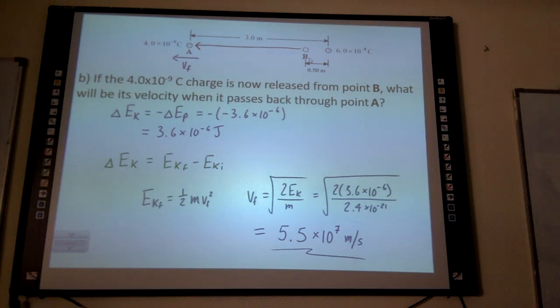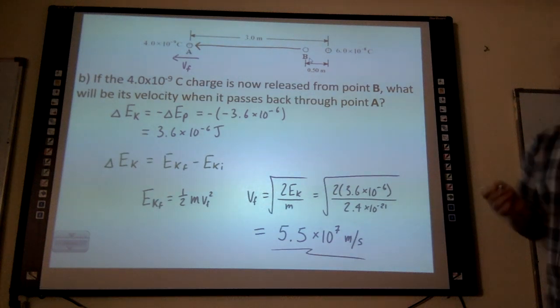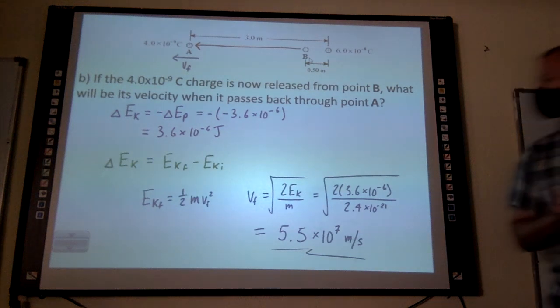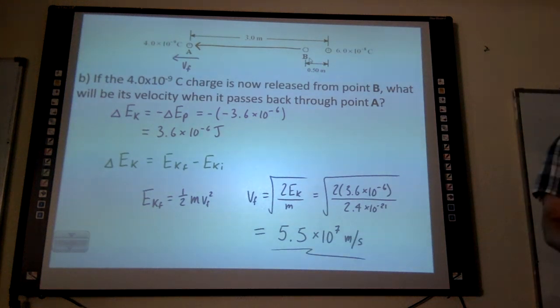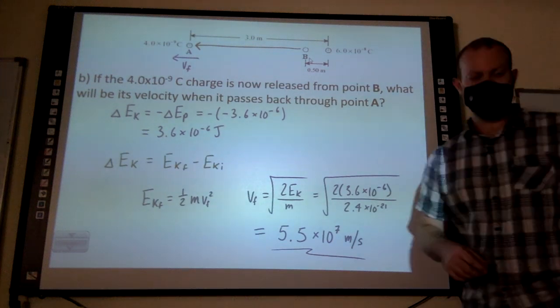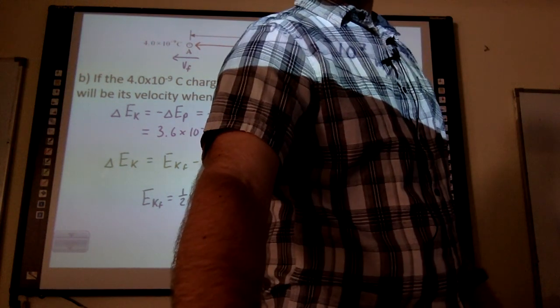Any questions with that? Yeah, it's in the question, right before part A, it tells you the mass of that charge. Any other questions? Okay. So that concludes this.